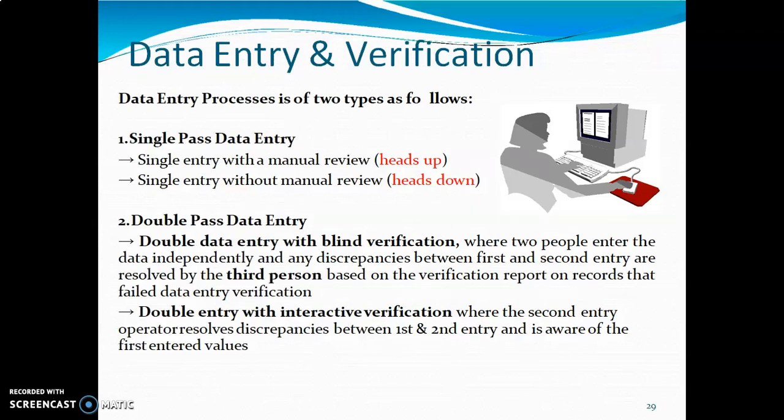So now let us see about data entry and verification. The data entry process is of two types: single pass data entry and double pass data entry systems. The single pass data entry system has two types: single entry with a manual review, and single entry without manual review. Now, coming to single entry with a manual review, the person who is entering the data will review any mistakes that happened while entering, and check such things.